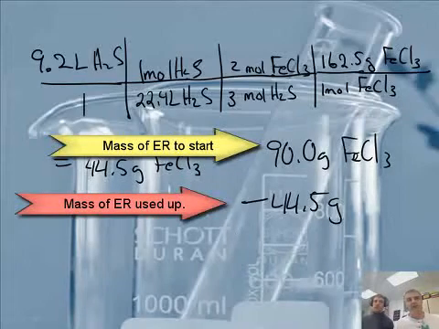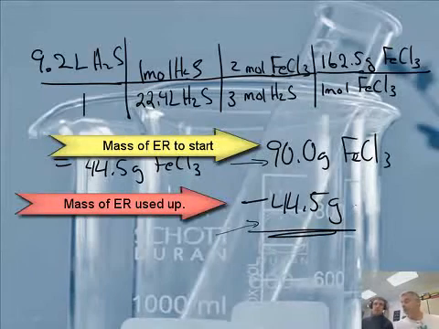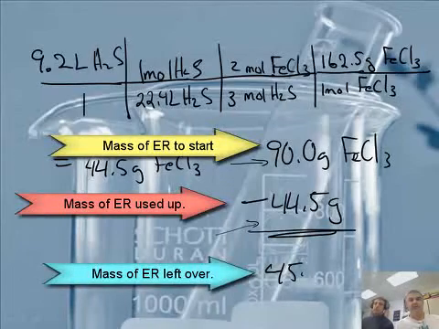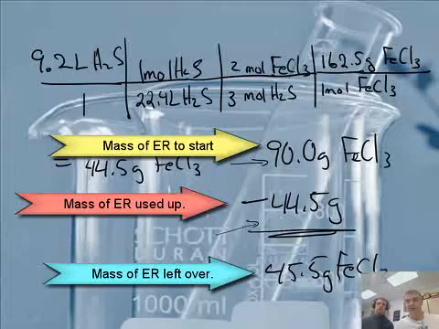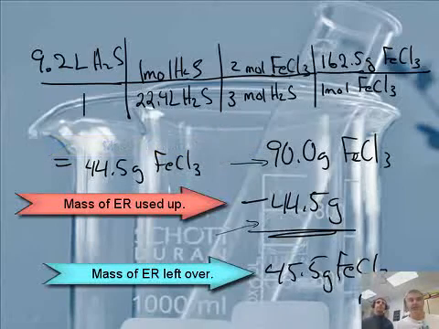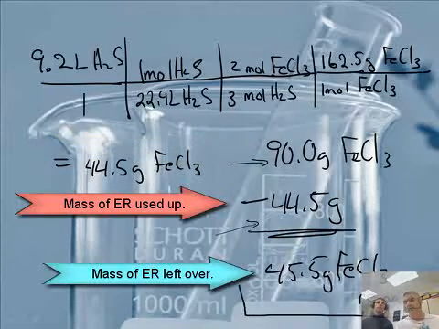44.5 grams. Remember, these are the wheels, right? The 90 grams is how many wheels we had, and the 44.5 grams is essentially how many wheels we used up. And the difference between those, 45.5, is about half of it. So 45.5 grams of FeCl3 remains. It's just a subtraction.